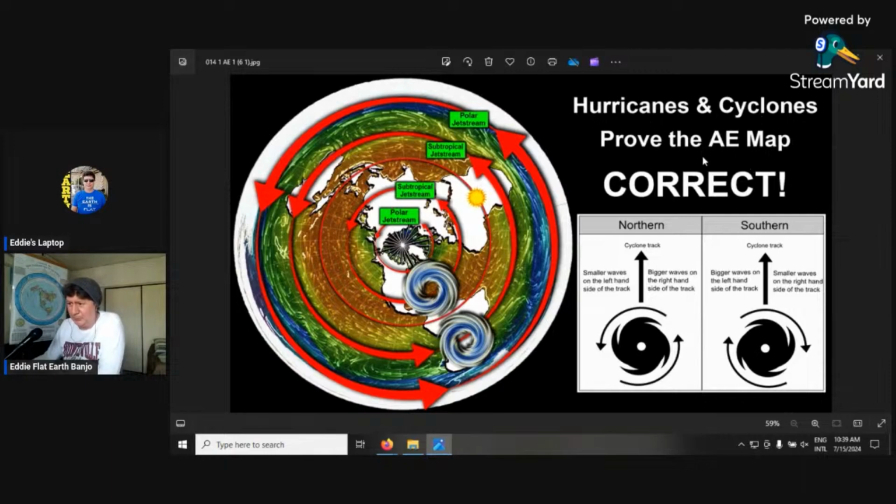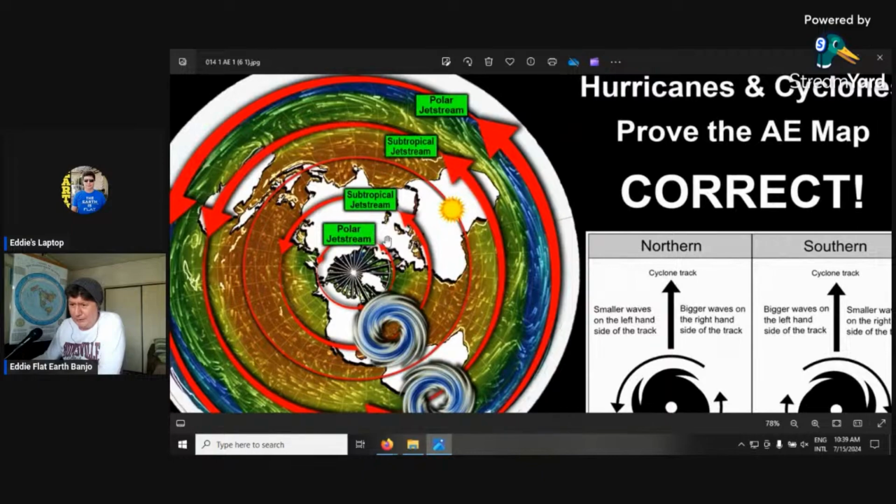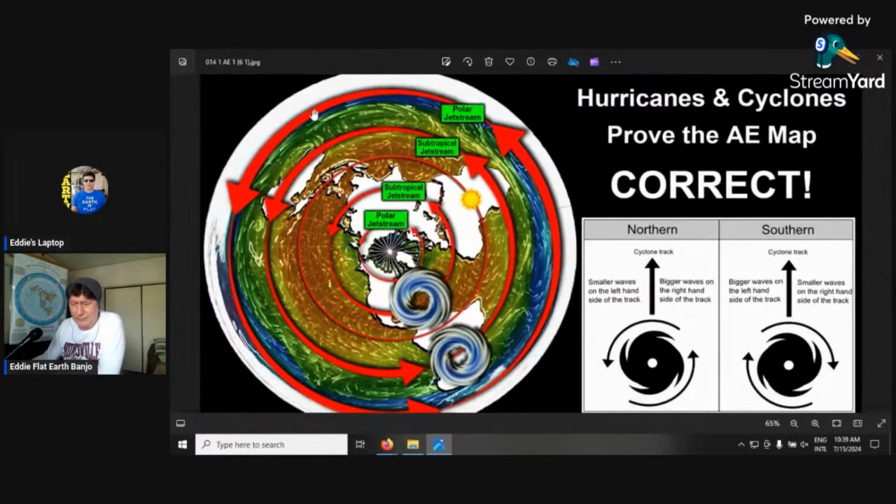Hurricanes and cyclones prove the AE map correct. Right? We have two polar jet streams, one along the Antarctica ring and one around the North Pole. And we have two subtropical jet streams, one beyond the equator, one within the equator. And in between, you have the trade winds. We have winds coming in different ways, from opposite sides. The friction of those winds against each other causes the cyclones below the equator and the hurricanes above the equator.